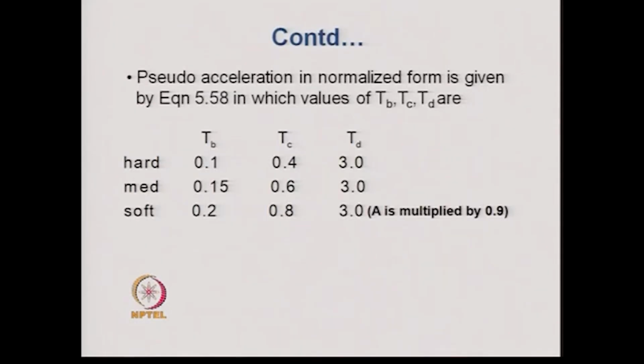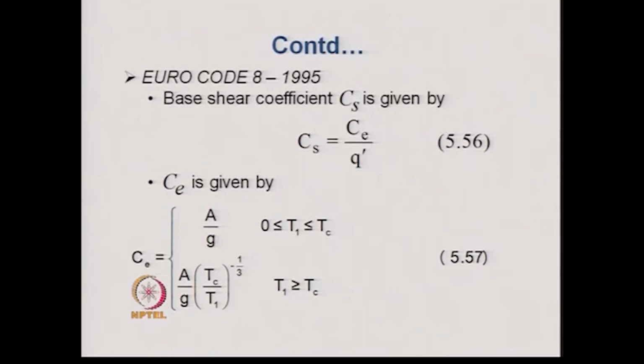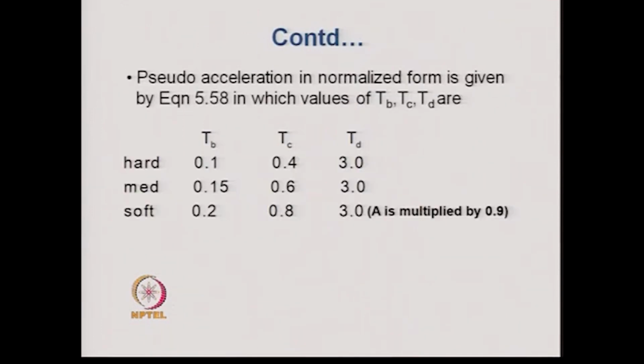The pseudo acceleration when it is normalized with respect to G, that is what we are calling A by G or SA by G, is given by equation 5.58 that I will show next. But before that, let me talk about the 3 periods TB, TC, TD for hard, medium and soft soil. Tc, as I told you, is the upper limit of the time period up to which the SA by G curve remains a horizontal straight line.